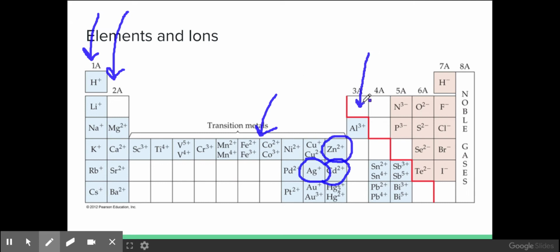Aluminum is a 3+, and then starting with the nitrogen group, everything that's a nonmetal is a 3-. The oxygen group is a 2-, and then hydrogen sometimes can form a -1 ion, and fluorine and the rest of the halogens form a -1 charge.